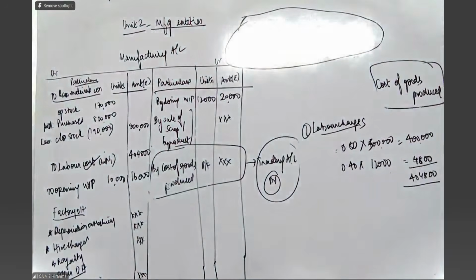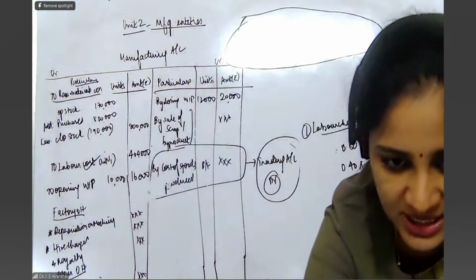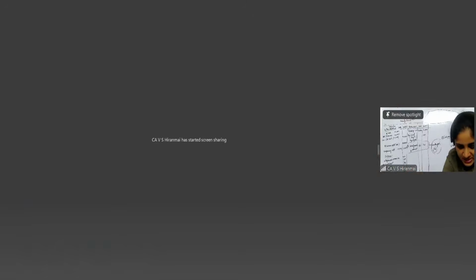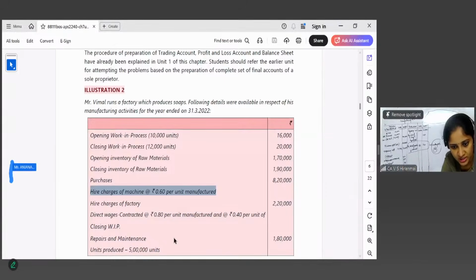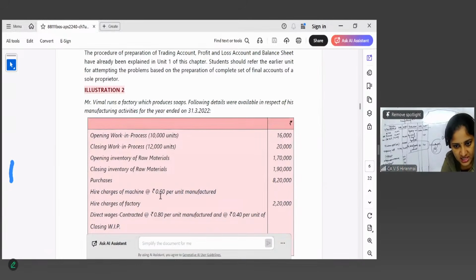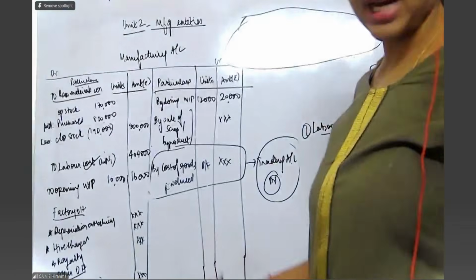Clear, everybody? Now in this question, you have the remaining overheads. Now please see, what are direct overheads? Hire charges of the machinery, only the direct overheads. That is also given, not directly, 60 paise per unit manufactured. 5 lakh units are there, 60 paise of that. So this will be my direct expense where I will write it here.